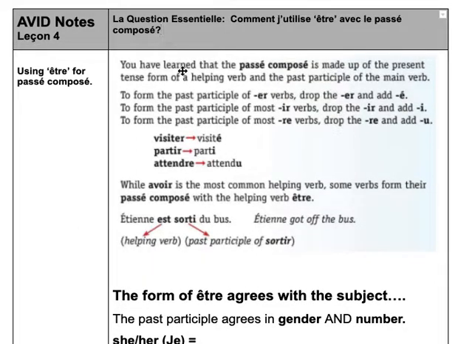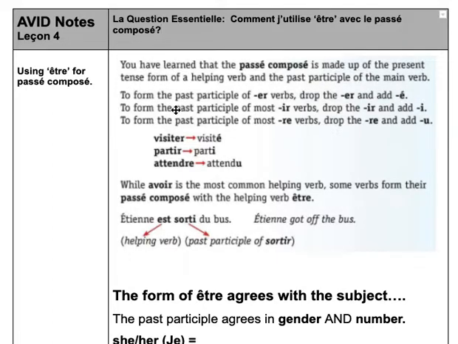Ok, en anglais maintenant. You have learned that the passé composé is made up of the present tense form of a helping verb. Okay, that's like with avoir. And the past participle of the main verb. Okay, so that means we have two parts. We've learned with avoir and then the past participle of the verb that we're using. So, for example, to form the past participle of ER verbs, we drop the ER and add an É with the accent aigu.